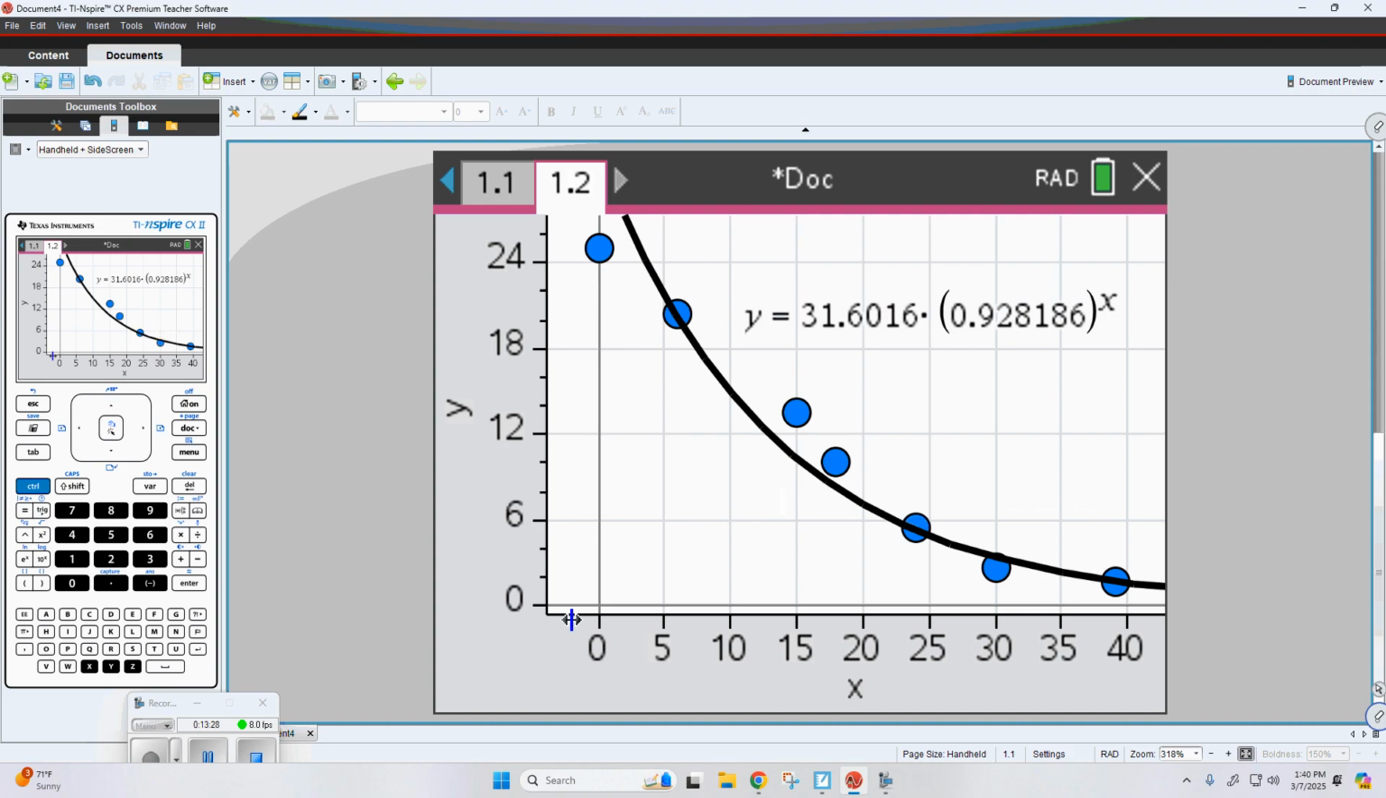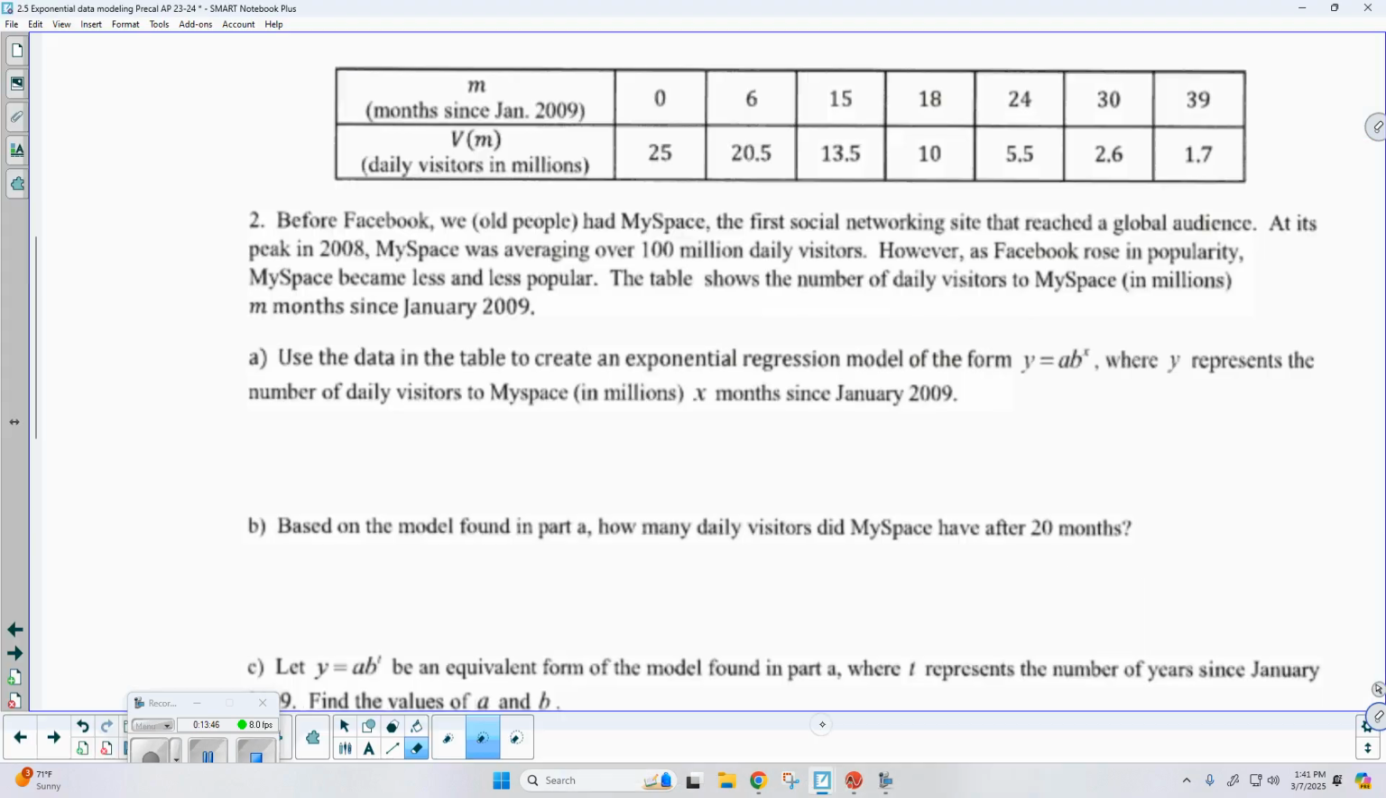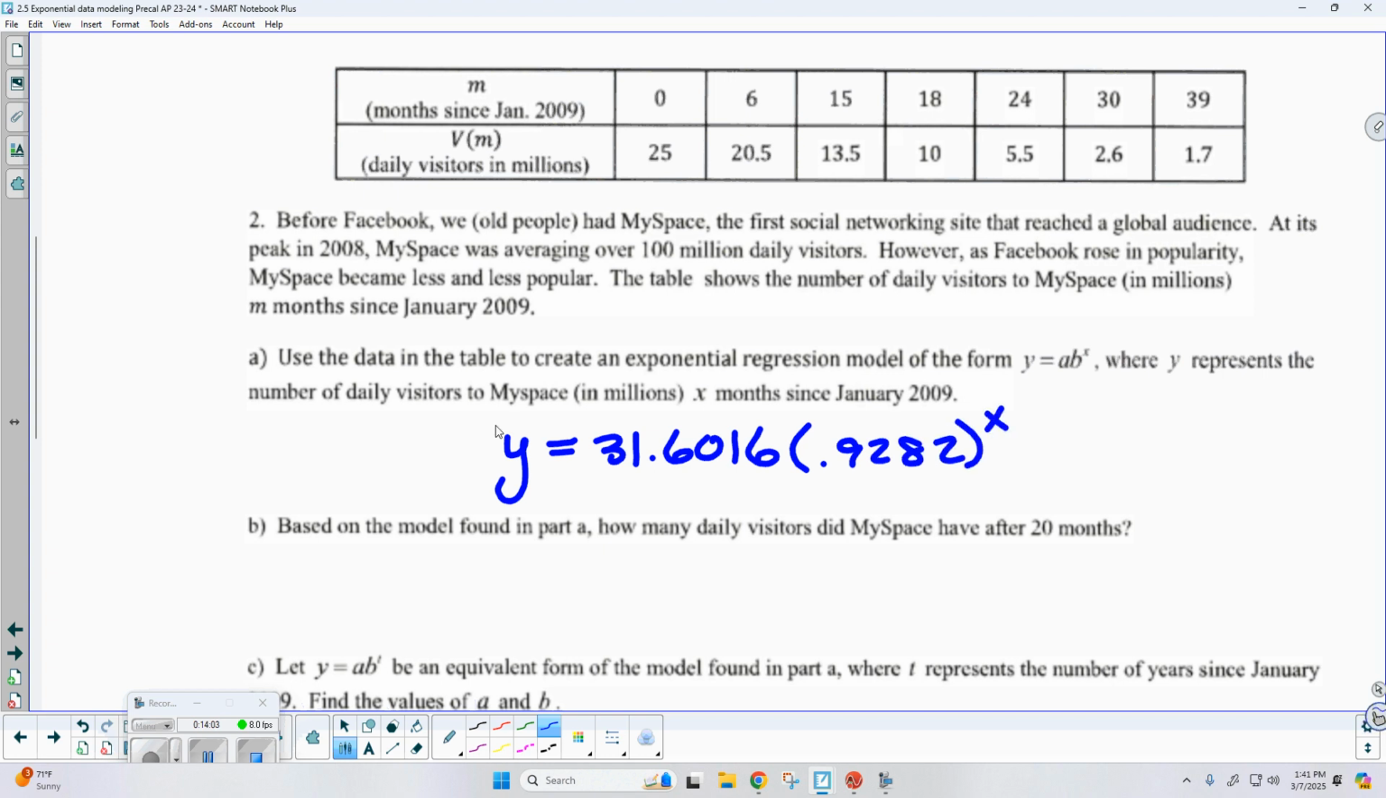Now, when I write my answer or my equation, I'm going to go ahead and take it to 4 decimal places because that's the maximum number I have here. I'm going to take more than 3 because I know what we're about to do in part C. And I'm looking for as accurate an answer as we can get. So I'm going to come on back over here. So here's my function. We ended up with y equals, I believe it was 31.6016. Am I correct on that? Okay. And then we had 0.9282 to the x power. Okay, so y is in millions of users, and x is months since 2009.